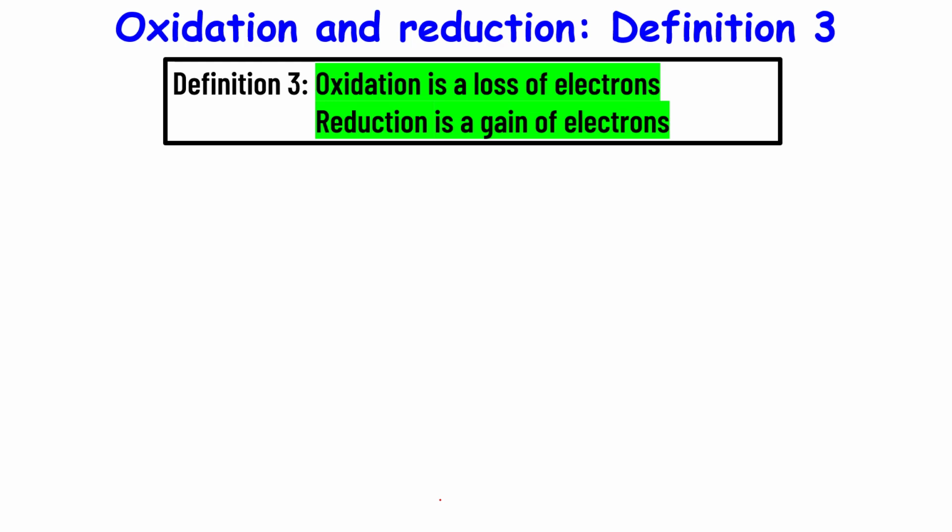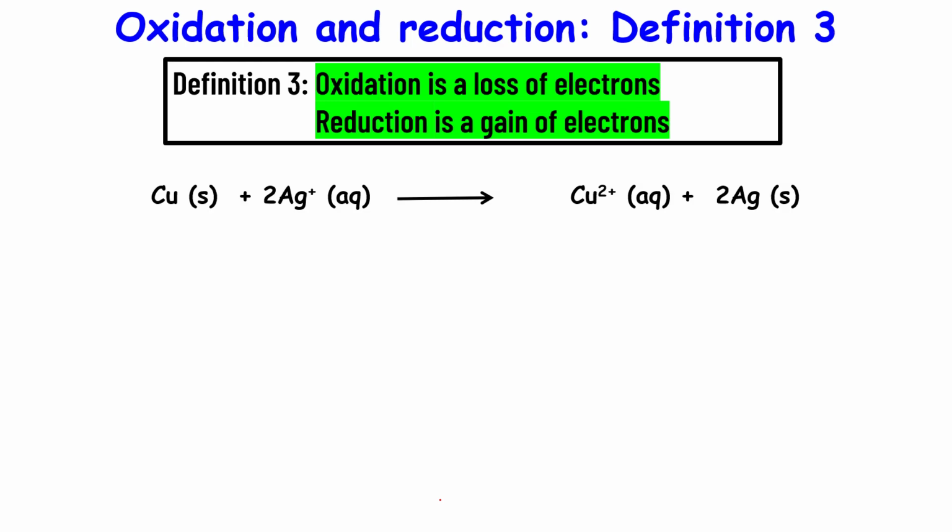In this case, I've chosen an example where we have copper solid reacting with the silver ion in an aqueous solution. At the end of the reaction, we end up producing copper 2 plus ions in aqueous solution, and we have silver solid present. So let's create a visual for how this might happen.